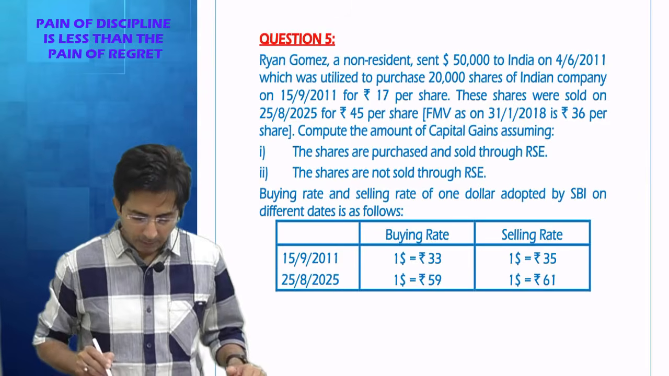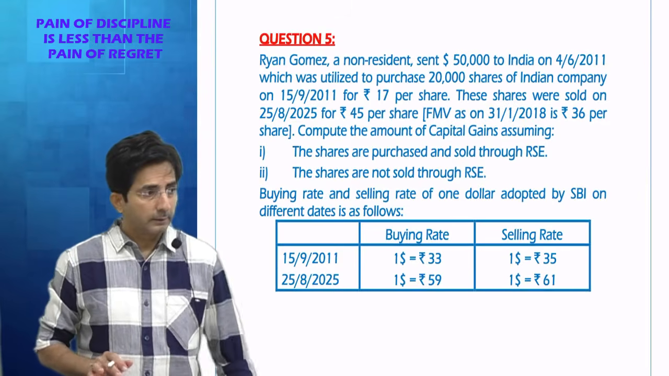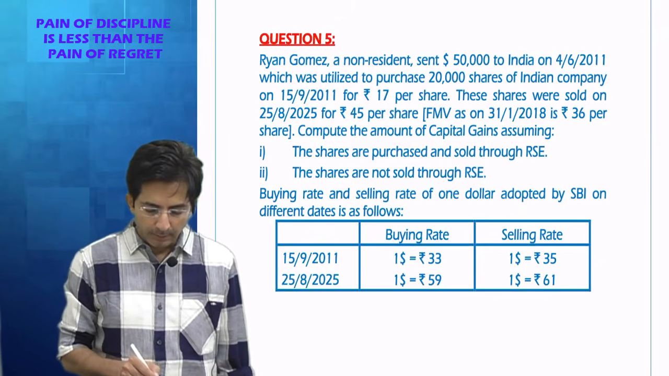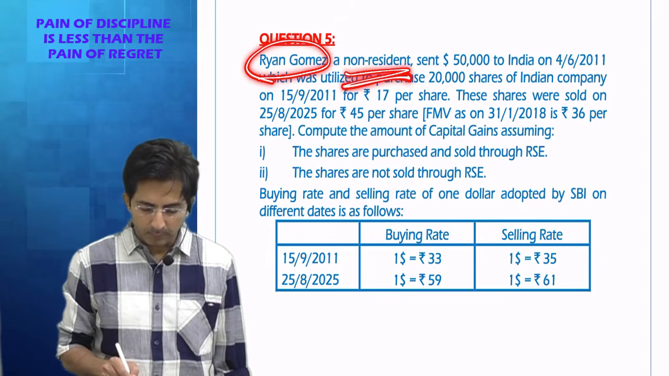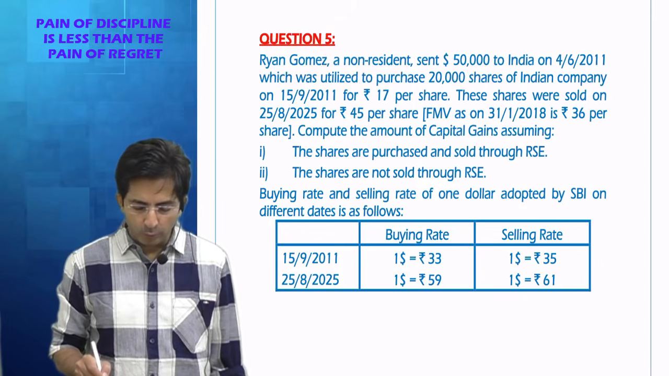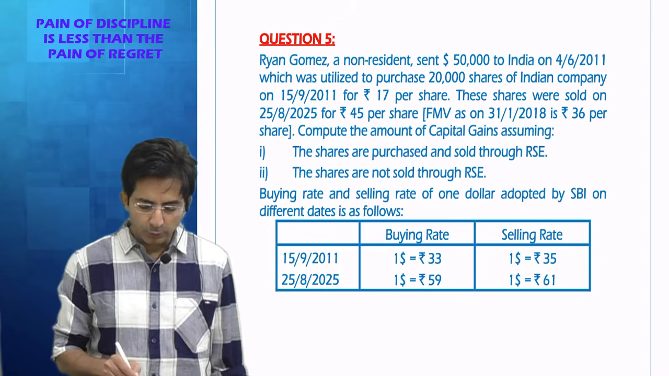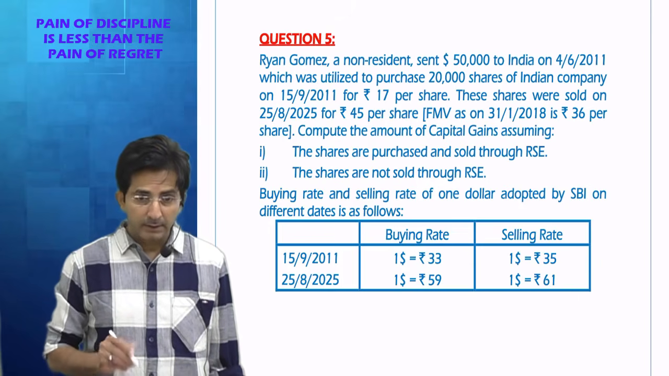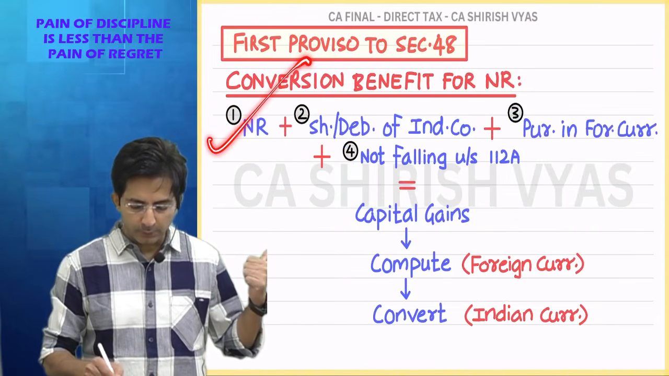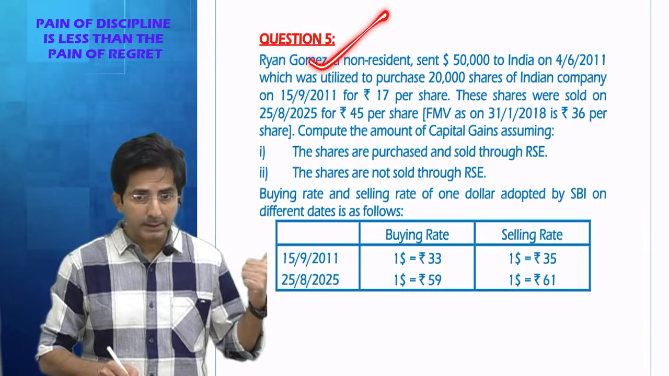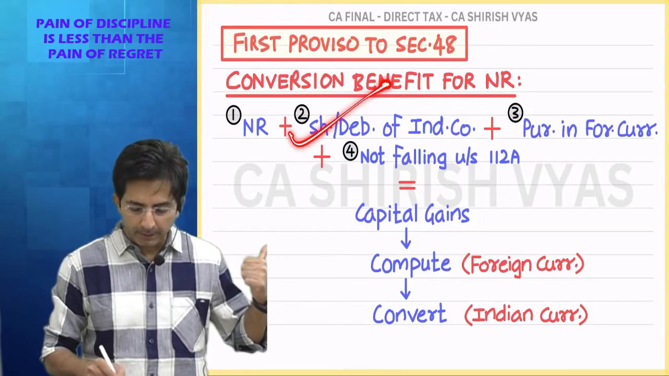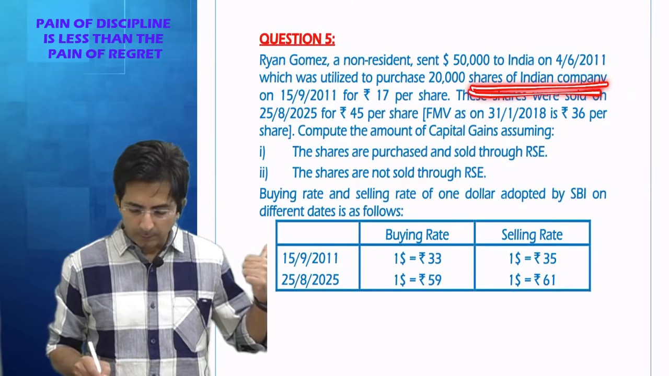And if you see our homework question, these conditions were satisfied. See, read. In the question, what was given? Ryan Gomez, a non-resident, sent $50,000 to India on 4th June 2011, which was utilized to purchase shares of Indian company. Check the condition. Assessee should be non-resident. So check. Ryan Gomez is a non-resident. Then see the second condition. Shares and debentures should be of Indian company. Check here. It is shares of Indian company.